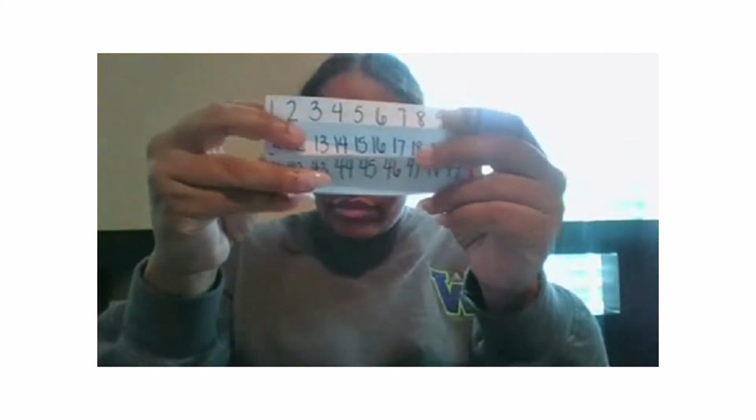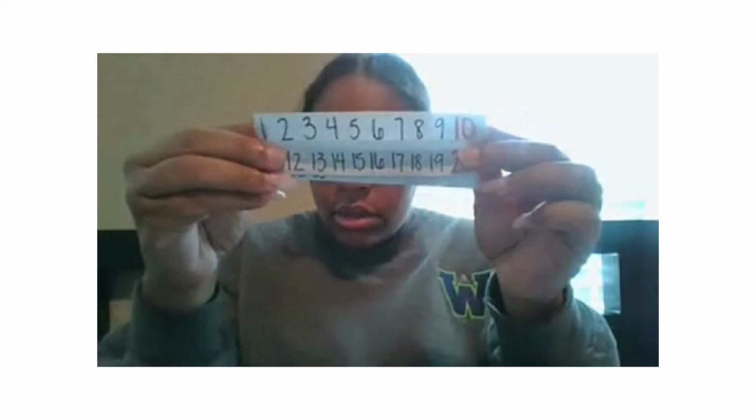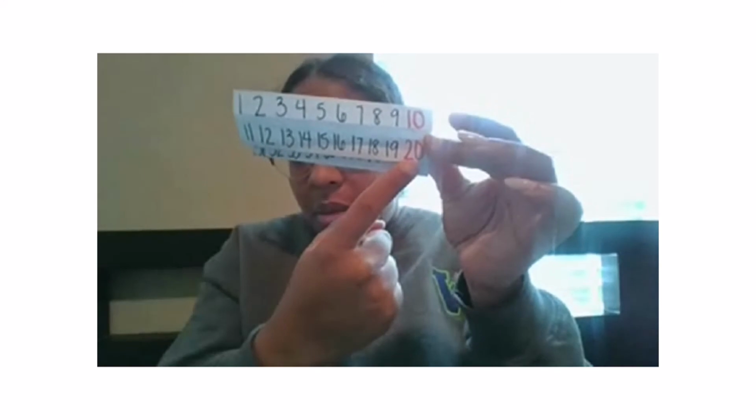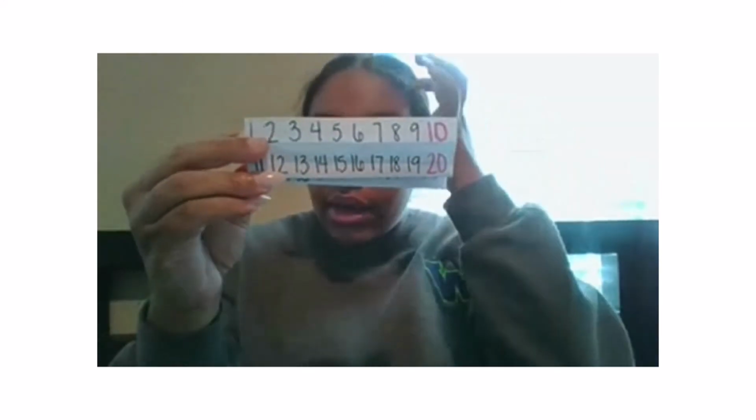The next one. So we're going to move on, all right? So 10, 11, 12, 13, 14, 15, 16, 17, 18, 19, 20. How many tens do you have right here? You have 2 tens. 2 tens is the same as 20. Great job.